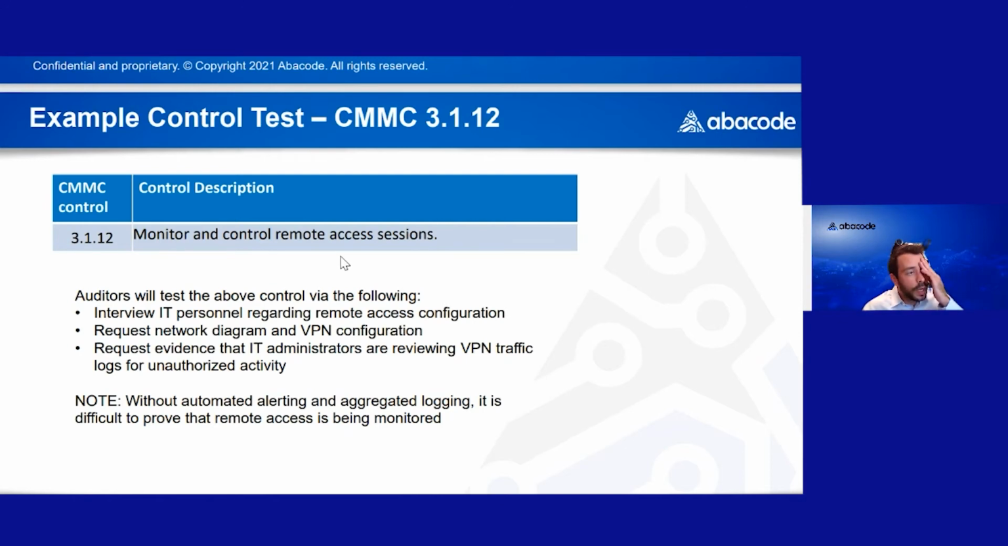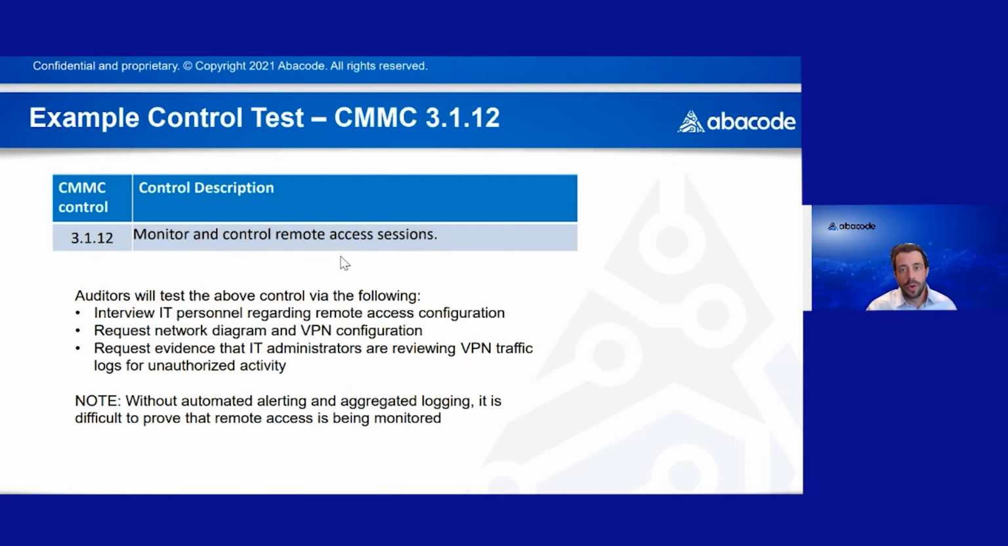So CMMC control 3.1.12, I think that's actually the NIST 800-171 control, but it is in the CMMC framework, is that you have to monitor and control remote access sessions. If you don't have a SIEM and you just have a standard network and VPN and personnel access the VPN to access your network, the auditors will come in, interview your IT personnel and say, how is this configured? How do you onboard personnel? Here's the list of personnel that have access, or should they all have access?